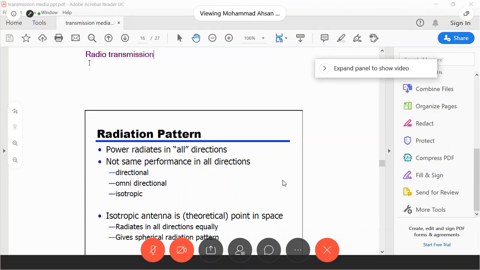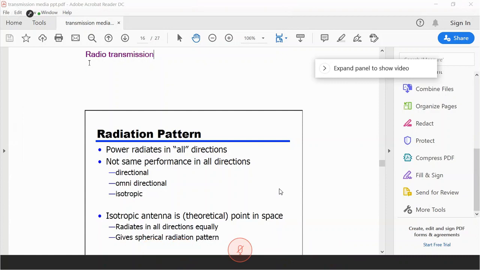Now Nawazish asks a question: can bidirectional communication occur within a single optical fiber, or do we need separate fibers?